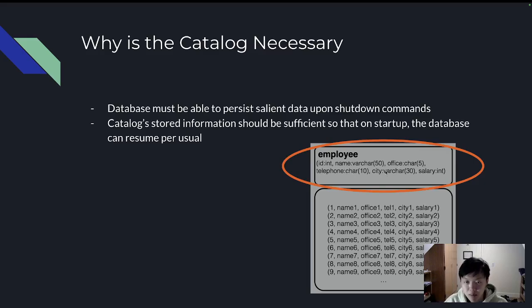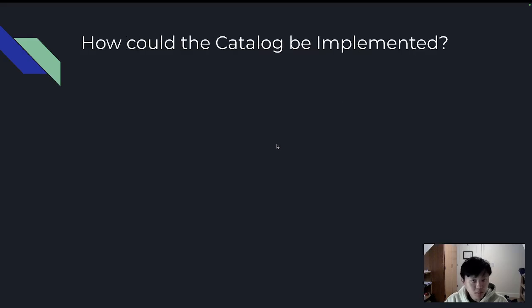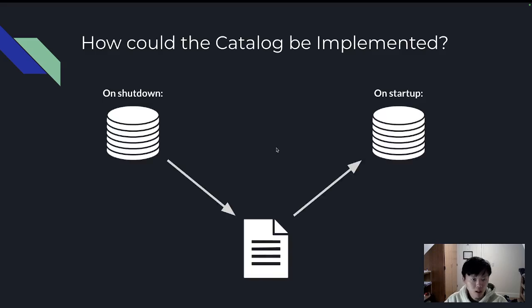However, these column names are important because our select queries and a lot of our other queries are going to be passing in table and column names. So your database must remember which columns actually correspond to these column names as well. So how exactly, as a walkthrough, could the catalog be implemented?